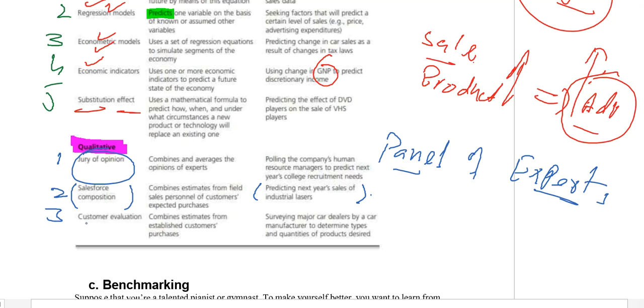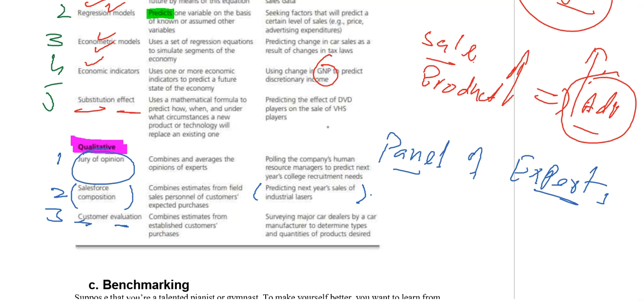tenure. Customer evaluation. So students, customers will also help us to forecast our future sales. For example, if our customers are satisfied after using our services or our product, a satisfied customer will definitely come again to purchase our product, and a dissatisfied customer will not come, and will not recommend anybody else to purchase our product.